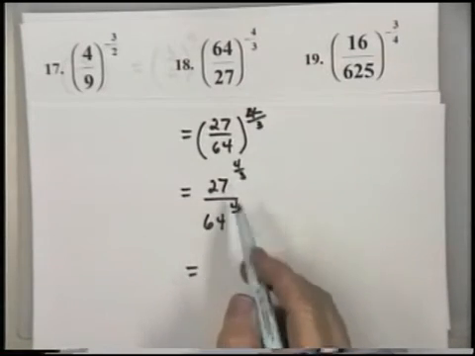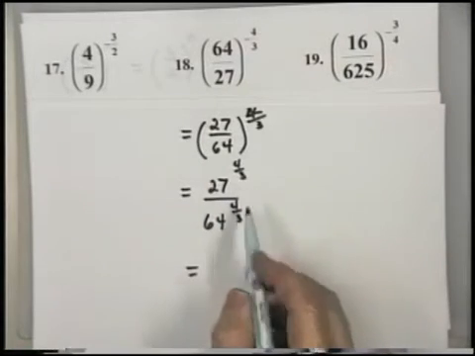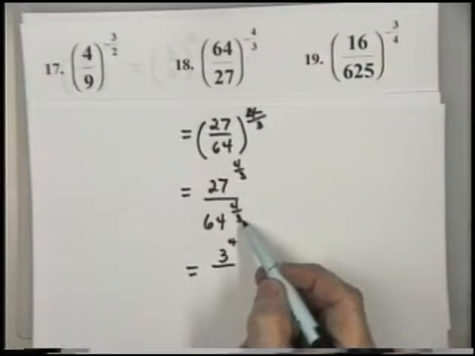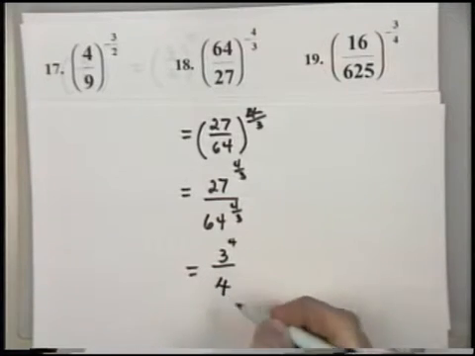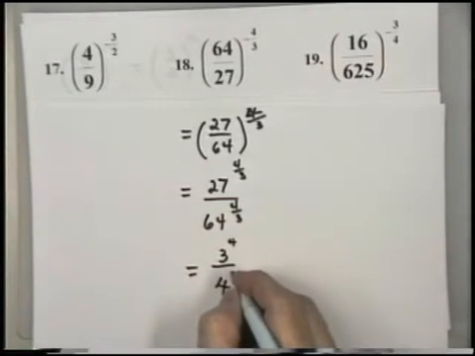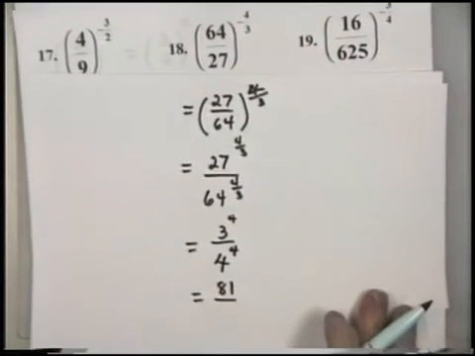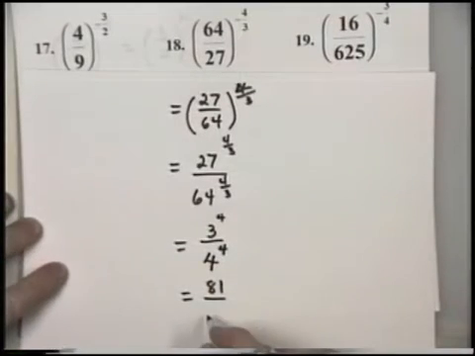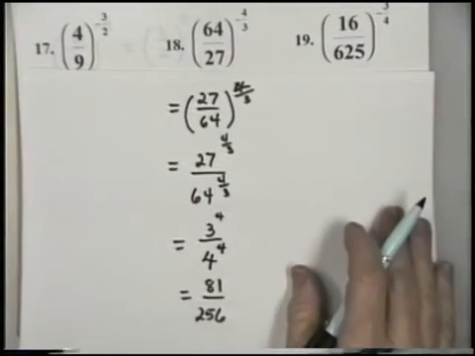And now take each one of those and evaluate them. The third root, do your root first, and you probably do this in your head. The third root of 27 is 3 raised to the 4th power. The third root of 64 is 4 raised to the 4th power. Or 3 to the 4th, that's 81, over 4 to the 4th, or that's 16 squared, is 256.